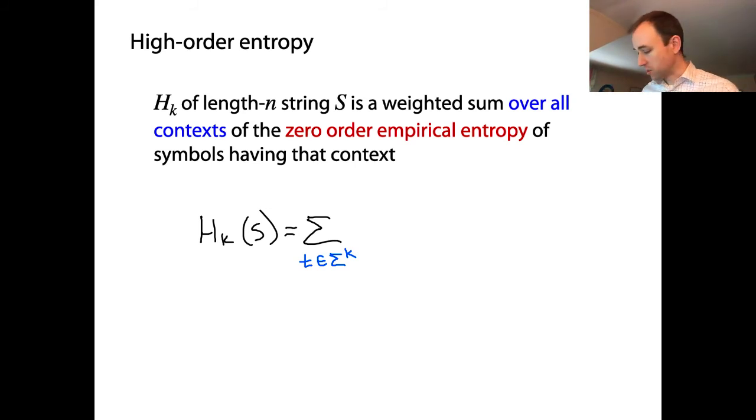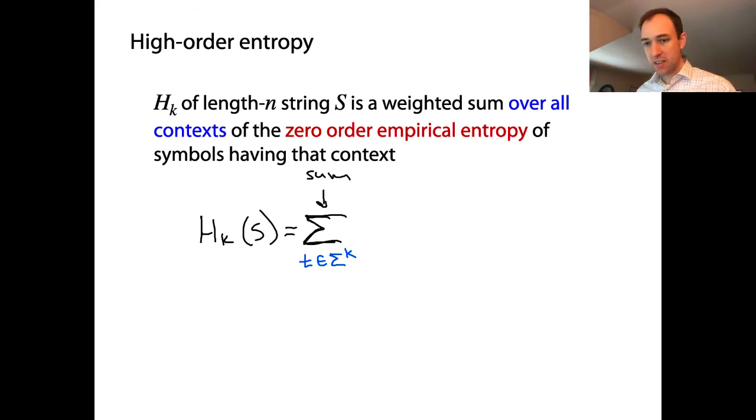I should note that there are two sigmas here. This sigma is just a sum, whereas this sigma down here is the alphabet sigma, the set of symbols in the alphabet. So all we're doing here is summing over all possible length k strings from the alphabet.